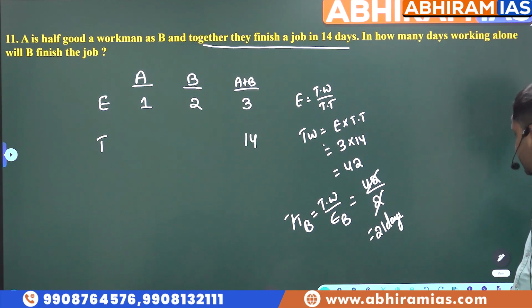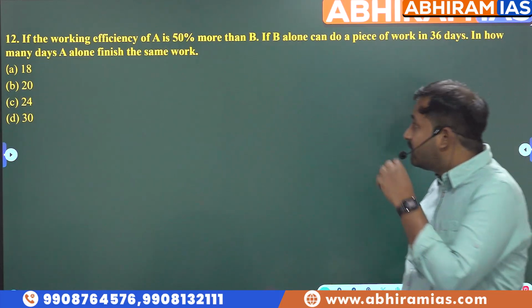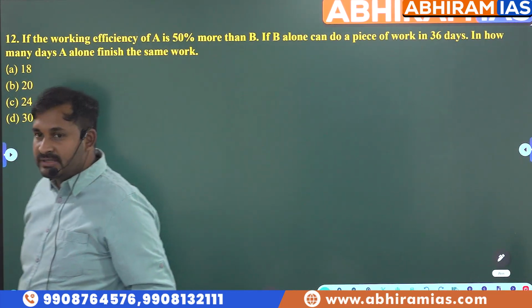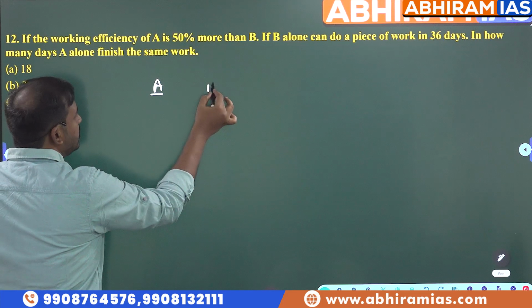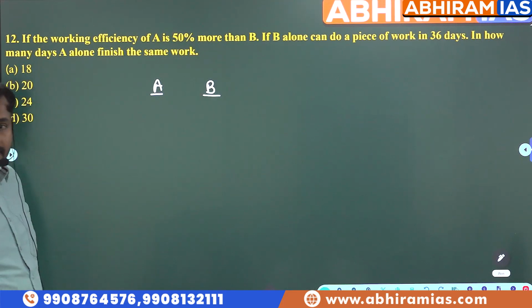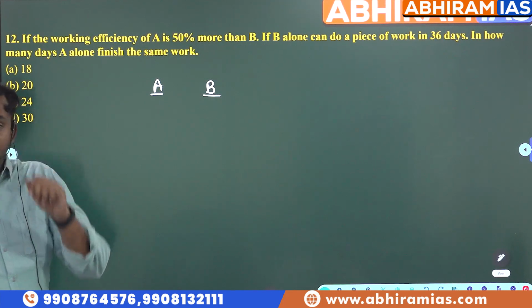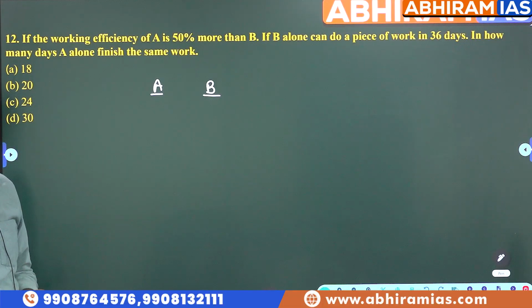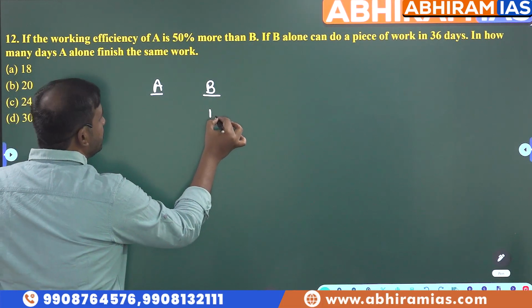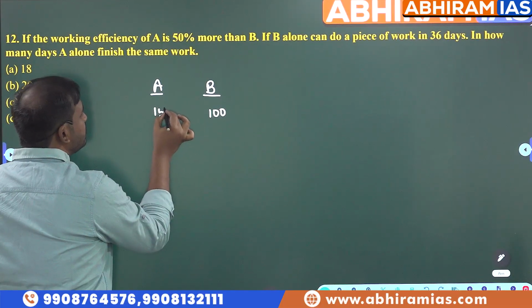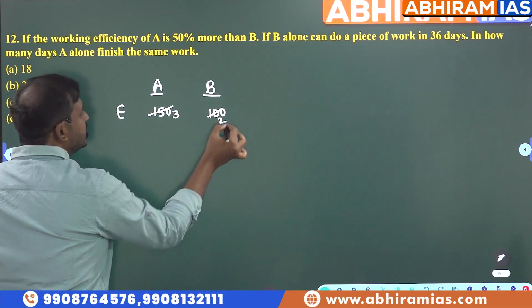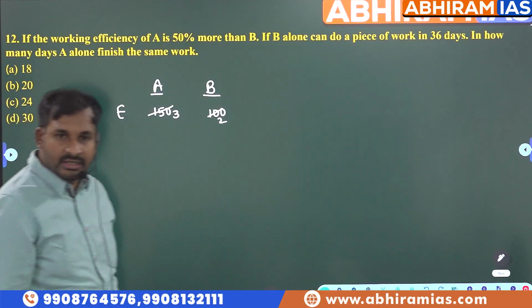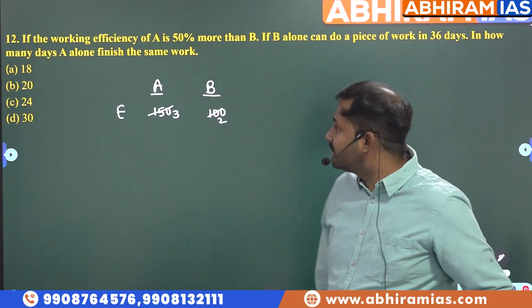Okay, right? We will see the next one. If the working capacity of A is 50% more than B, that means this is also about efficiency, right? Now tell me what I can take. If I take B as 100, what about A? 150. I can take like that, right? Why? Because A's efficiency is 50% more than B. So now I can take the efficiencies as 3 and 2.